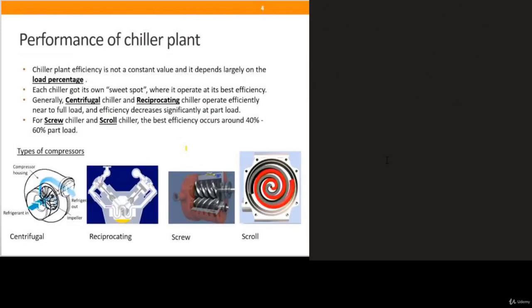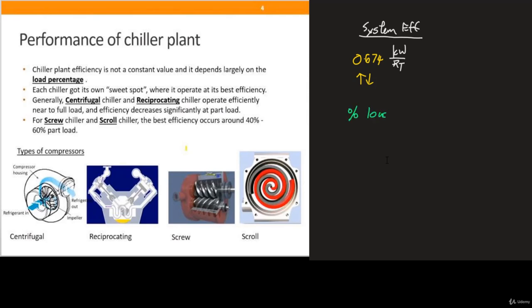So chiller efficiency is not a constant value. When we talk about the system efficiency in kilowatt per ton, this value is not constant. That is to say, just now the current operating efficiency is 0.674, it doesn't mean that you'll remain at 0.674 throughout. It largely depends on one very important factor, that is your percentage loading.